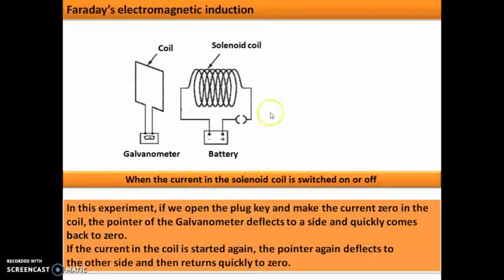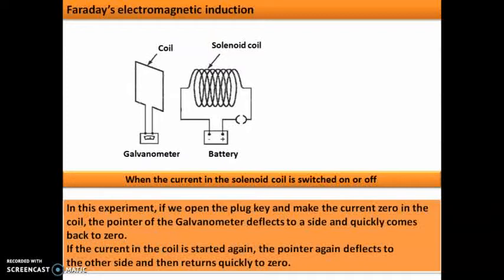Okay, so as long as current is moving in the circuit, the galvanometer shows deflection. That means some kind of current is produced in the coil. And if the current in the coil is started again, the pointer deflects to the other side and then returns quickly to zero. So as long as the battery or the circuit is connected to the solenoid coil, and current is moving, the galvanometer shows deflection.